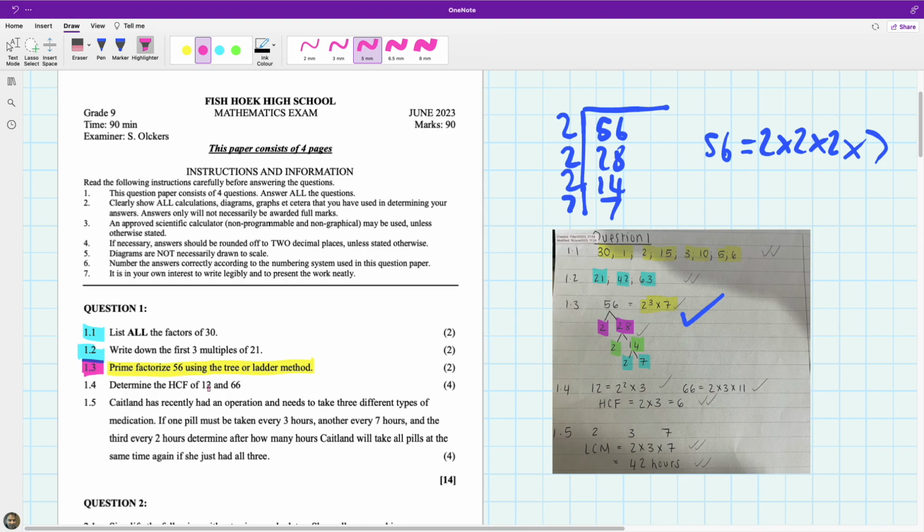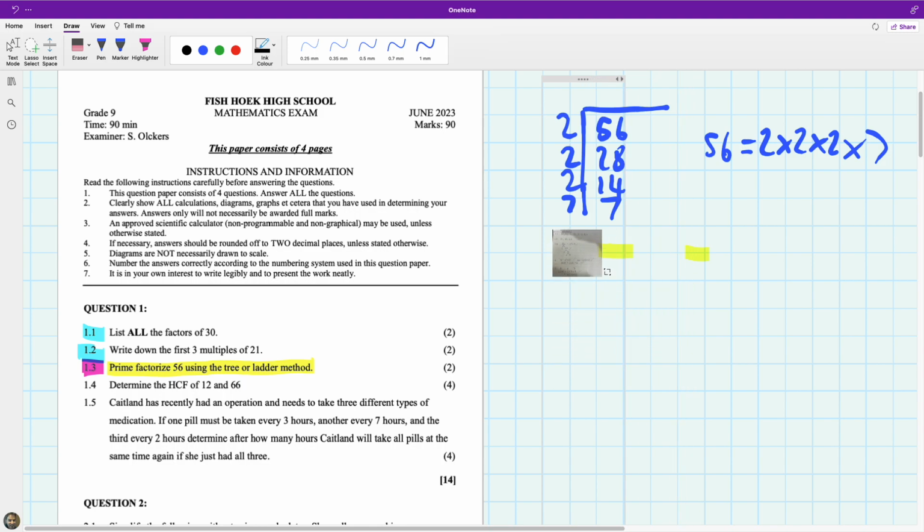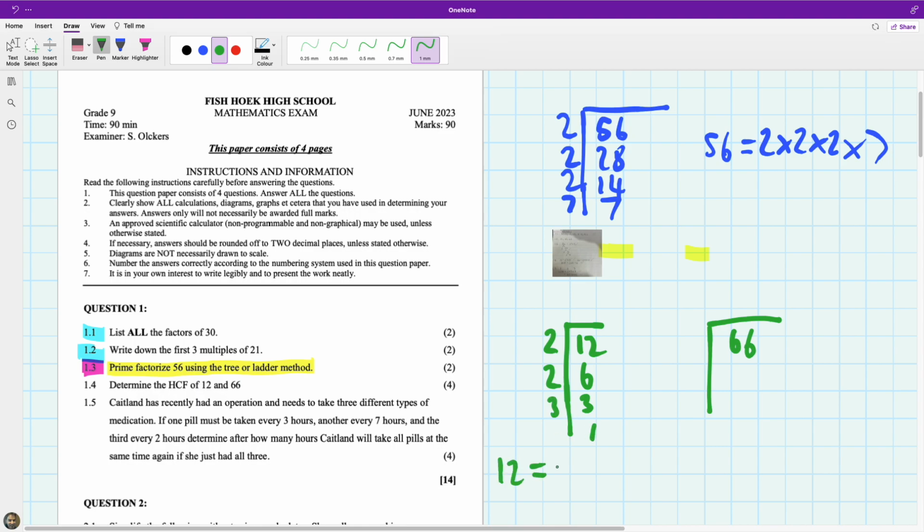Determine the highest common factor of 12 and 66. The best way to do this part, I think, is to write down the factorizations of 12 and 66. We've got the answer here already, but let me just show you some working. I would think about what the factors of 12 are and what the factors of 66 are. So let's start: dividing 12 by 2, we get 6. Divide that by 2, we get 3. So we see that 12 is just 2 times 2 times 3.